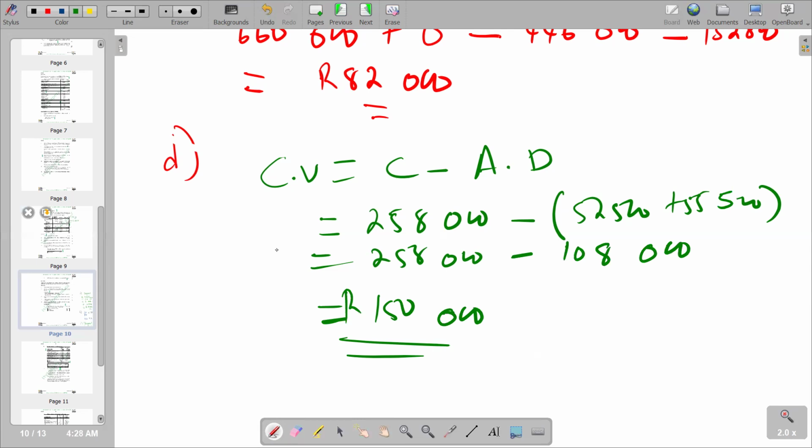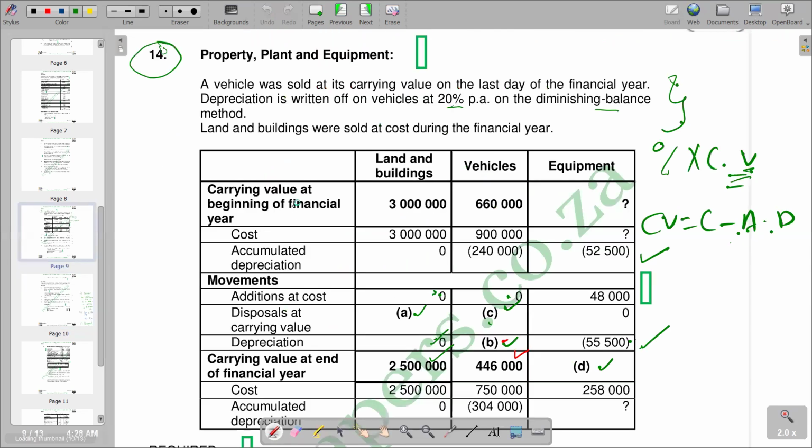So this is what we have done in terms of the calculation of these figures that we have in the fixed asset part of the question paper of November 2022.